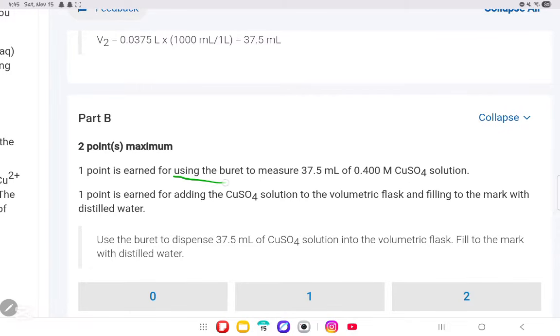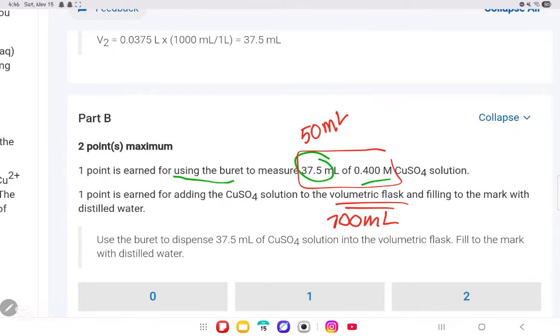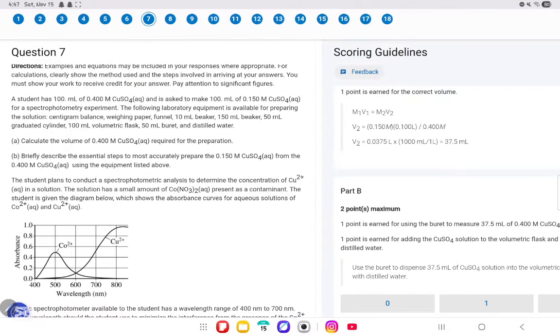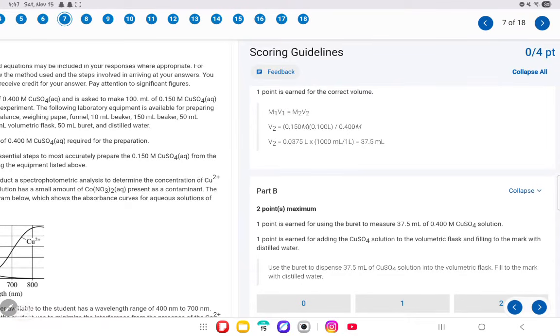First point is earned for using the burette to measure 37.5 milliliters of 0.400 molarity solution. Molarity, this is very important. Then you will open the burette and release the CuSO4 solution into the volumetric flask. Pay attention, you need the 100 milliliter volumetric flask and the 50 milliliter burette, okay? Then you fill the volumetric flask to the top in order to get the final solution. So you just fill it to the top of the 100 milliliter volumetric flask, okay?